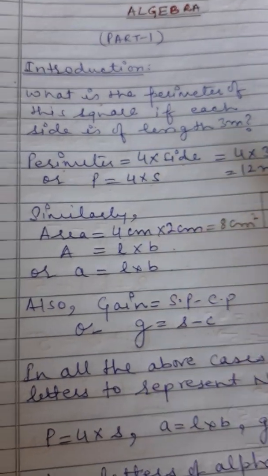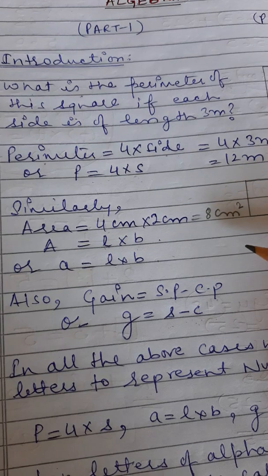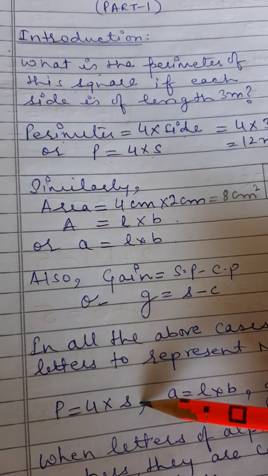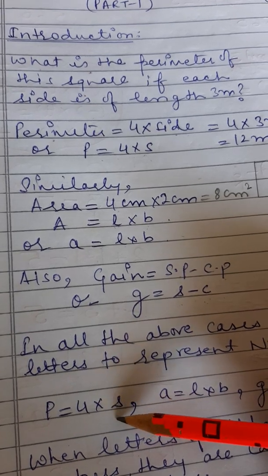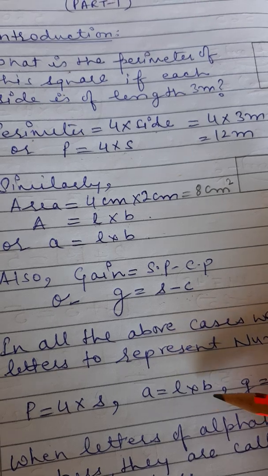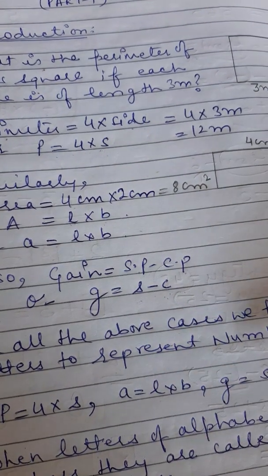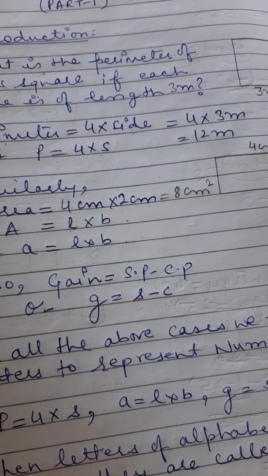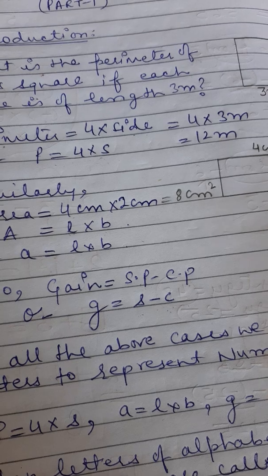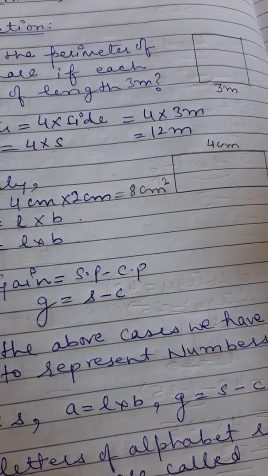So students, you can see that in all the above cases we have used letters to represent numbers. P is equal to 4 into S. S could vary. It is different for different figures. A is equal to L into B. Here L stands for length and B stands for breadth. And G is equal to S minus C. S stands for selling price and C stands for cost price.